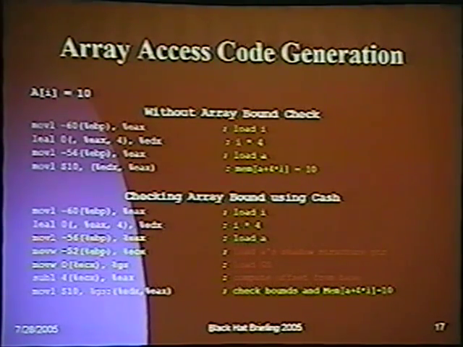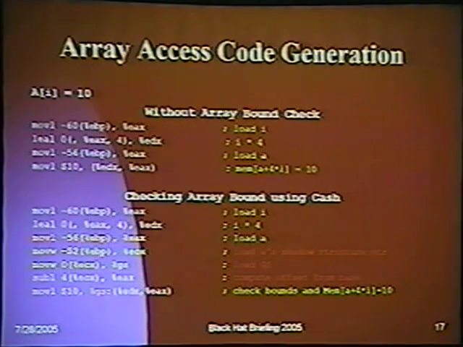Without array bound checking, that's the 4 instructions that you need. You load that index i, and then you multiply it by 4, so that it gives you a 4-byte entry. Then you load the base address, and then you assign that value 10 to the corresponding memory location. So that's it, pretty simple.